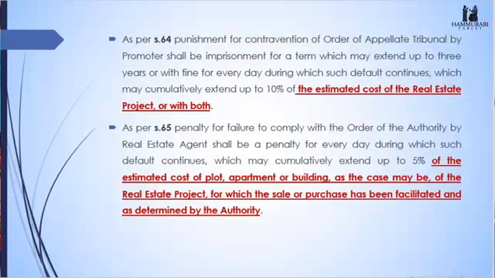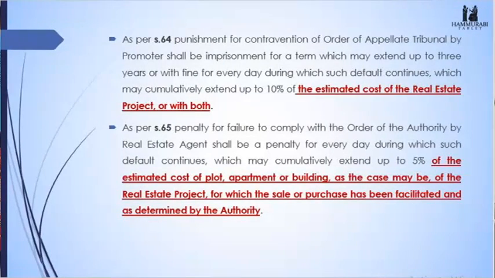Then we go to section 64, punishment for contravention of order of appellate tribunal. Now here the promoter shall be imprisoned for a term which may extend up to 3 years, or with a fine for every day during which such default continues, which may cumulatively extend up to 10% of estimated cost of real estate project. Now here it is not written as determined by authority.